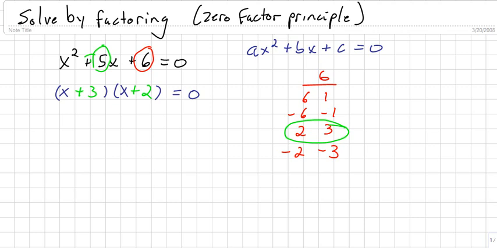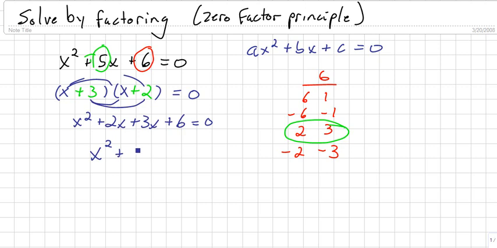And just to double check, when I work this out, x times x gives me my x squared, and then x times my 2 gives me a positive 2x, 3 times an x gives me a positive 3x, and obviously 3 times 2 gives me the positive 6. And when I combine like terms, I get back to my original trinomial. So indeed, x plus 3 and x plus 2 are factors of my original quadratic equation.